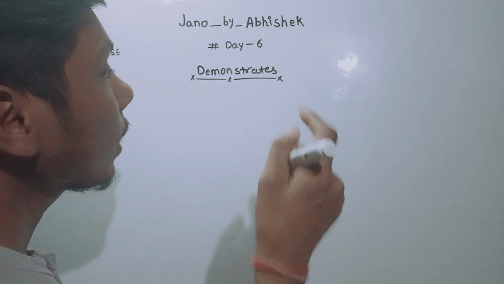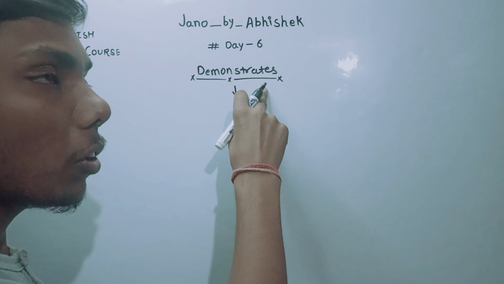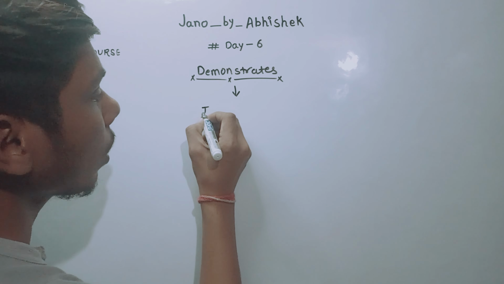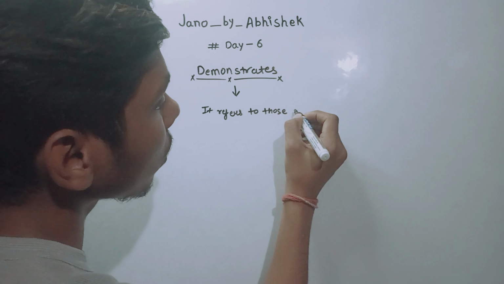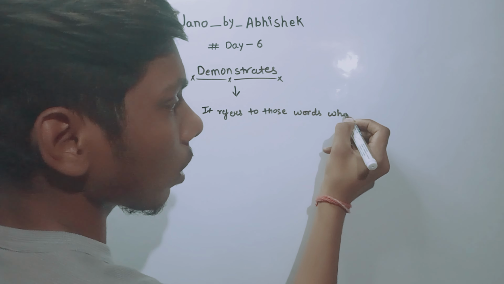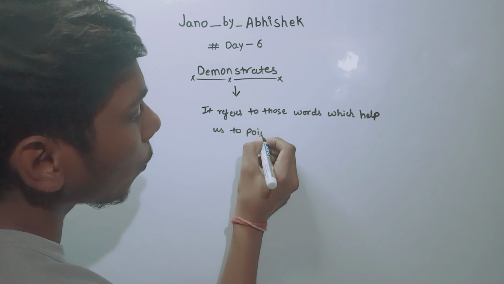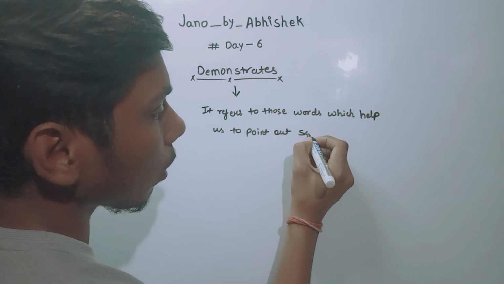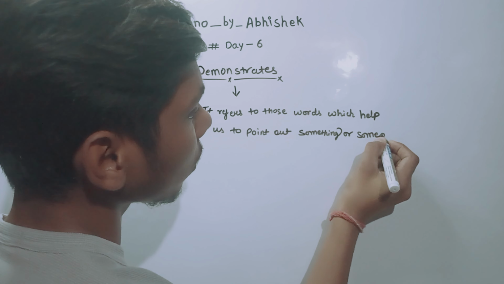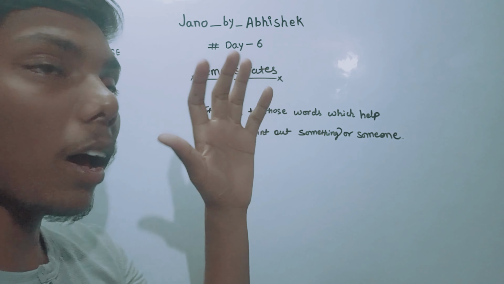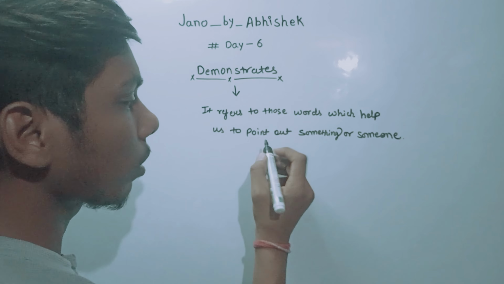Let's see its definition. It refers to those words which help us to point out something or someone. So what do demonstratives do? They refer to those words which help us to point out something or someone. These are only four words.